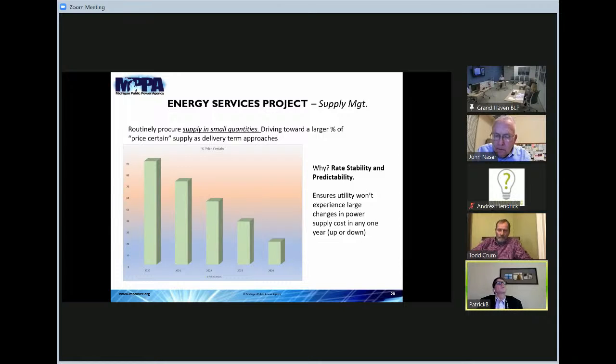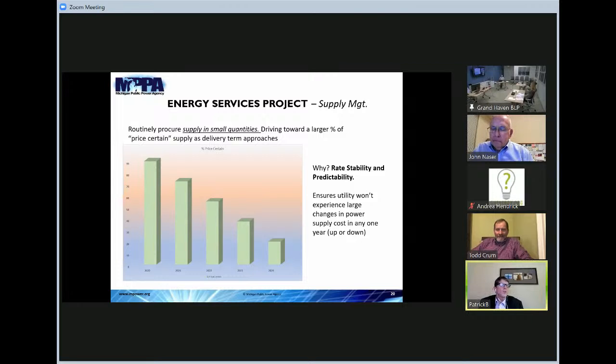So why do we do this? Well, it's really about rate stability and predictability. It ensures a utility won't have to experience large changes in power supply cost in any one year, up or down. Power prices have historically been very, very volatile. Although, as I mentioned earlier, in the last more than 10 years now, we've had sort of a declining and now levelized power supply portfolio. What we've seen fall tremendously, though, is renewables, and the price of renewables has continued to fall with competition and new technologies and tax subsidies as well.